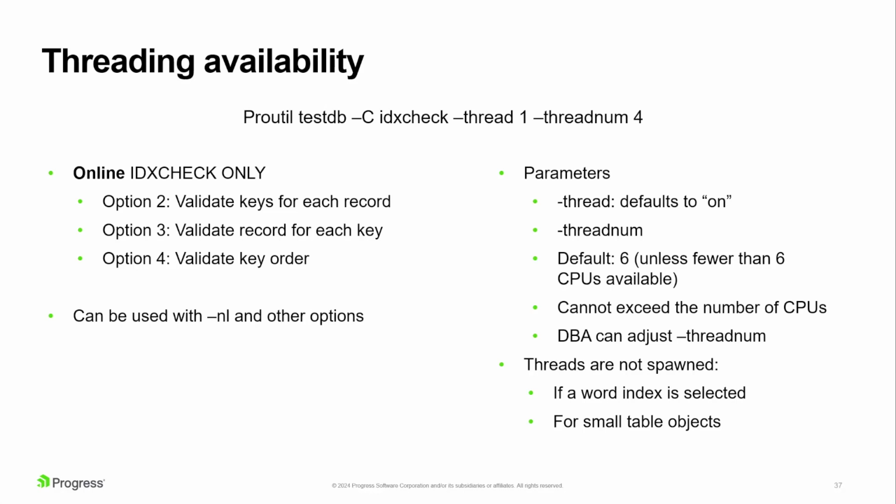The default is 6. However, if you have fewer than 6 CPUs available, it will go to a smaller number, because we can't have the threads exceed the number of CPUs. DBAs can adjust the thread num to be whatever works for them. We do want to note that the threads are not spawned in the case that you've selected a word index identified as what you want to thread with, or for small table objects, because we have found with the smaller objects, there really isn't a benefit to the threading.